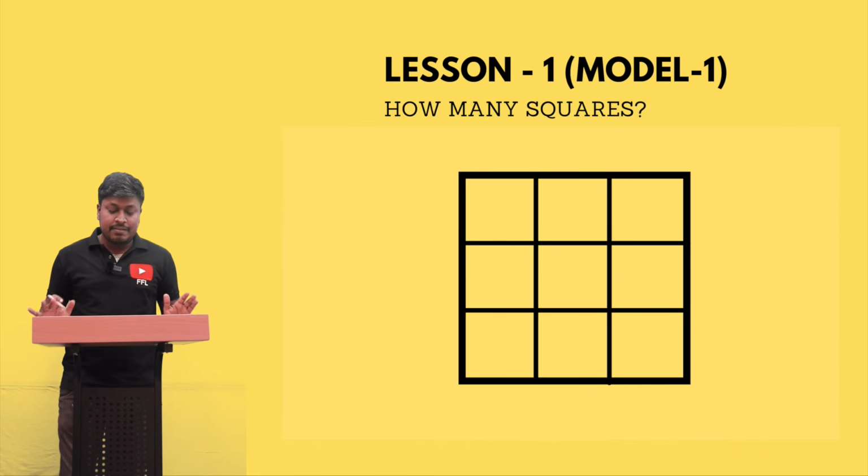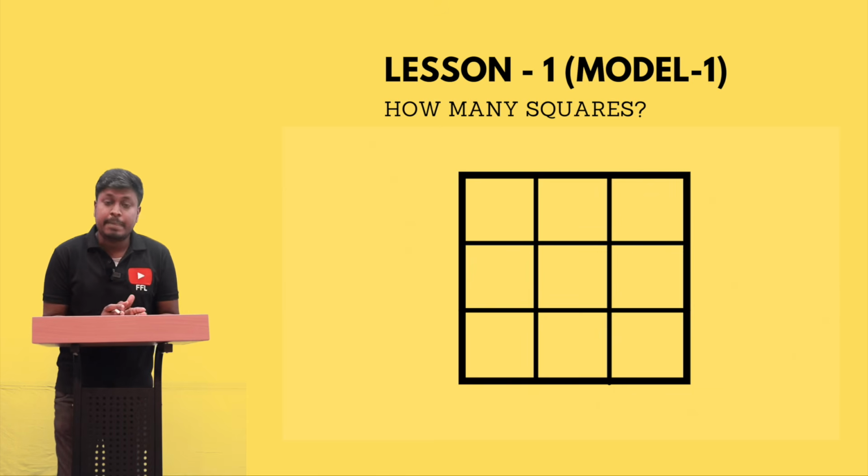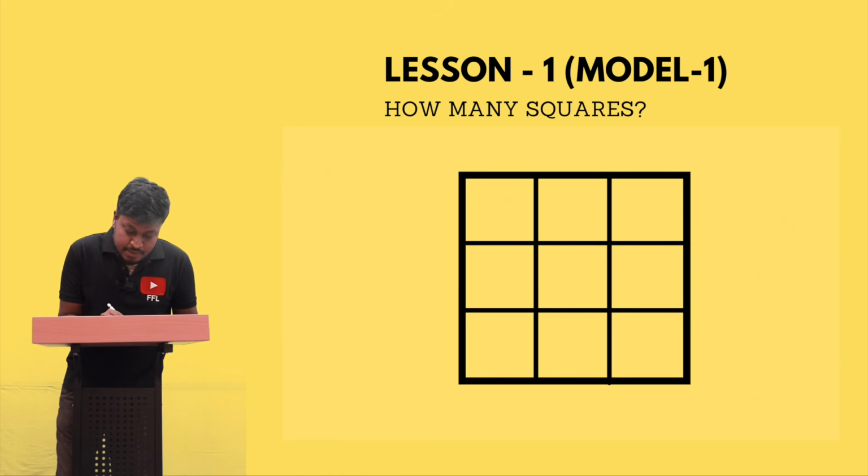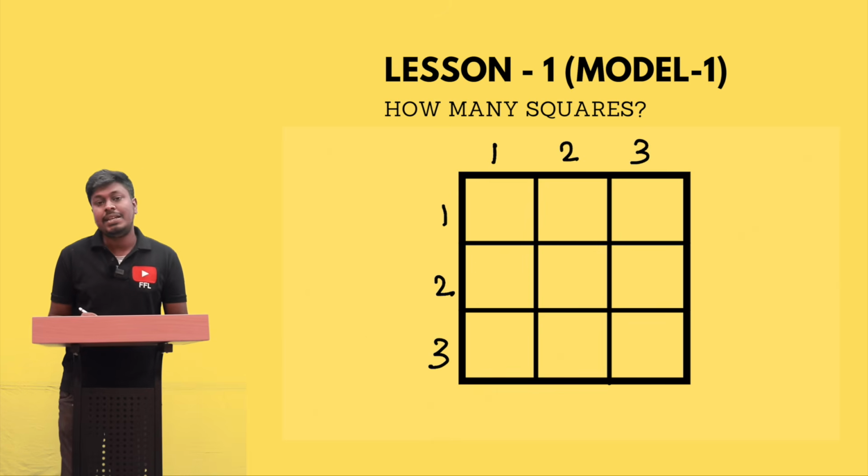So here our target is to find how many squares are there in the given figure. Always remember that by seeing a diagram, first decide whether it is type number 1, 2 or miscellaneous. You can see whether the number of rows and columns are equal, yes or no? So 1, 2, 3 and 1, 2, 3. Now we can say that the rows and columns are equal, 3 and 3.